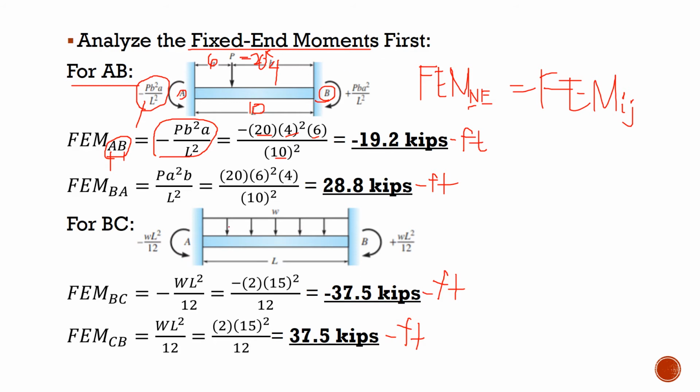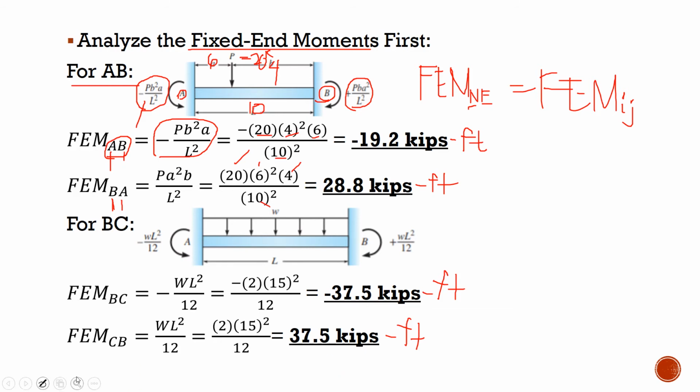Next, we reverse it for the near on the right side. So at B, FEM BA, and now A is the far. You'll be using this moment equation, positive. Substitute P, then A is 6 squared, B is 4, and L is 10. So we'll have 28.8 kips. That is for AB.